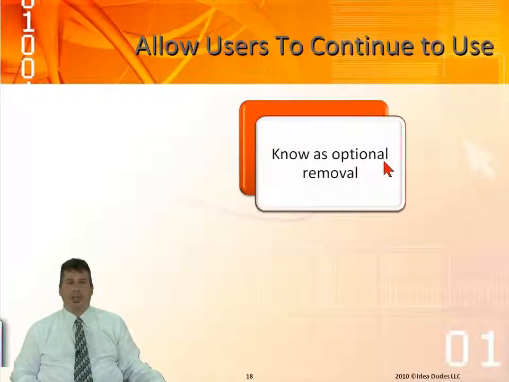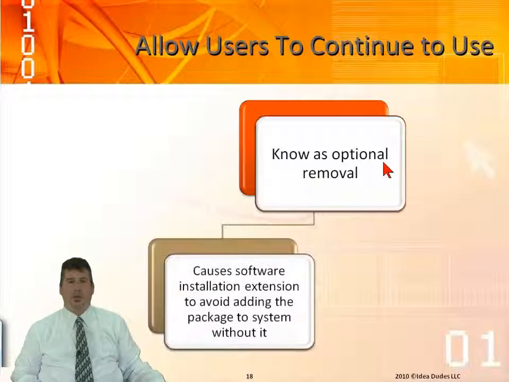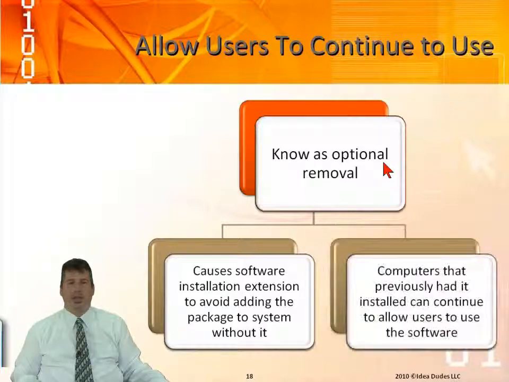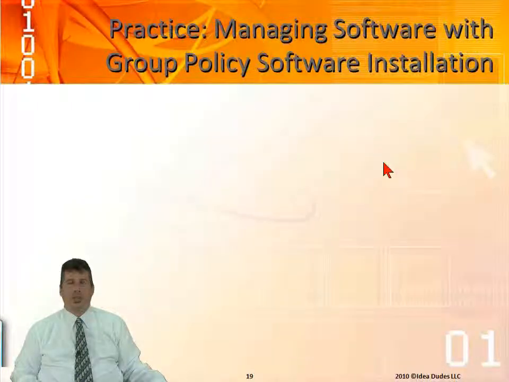Allow users to continue to use. This is known as an optional removal. And this causes software installation extensions to avoid adding the package to the system without it. Computers that previously had it installed can continue to allow users to use the software. So you have the two options: immediately, or you can allow them to keep using it.